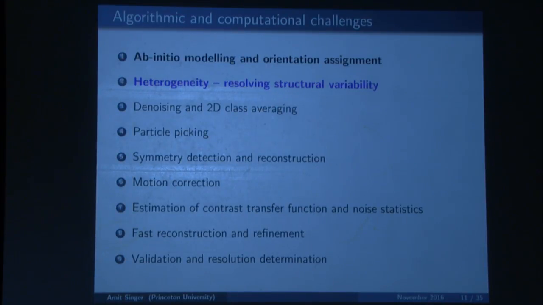Okay, so there are many algorithmic and computational challenges in cryo-EM. And today, I'll focus on what I consider to be one of the main challenges, which is how to do ab initio modeling, how to find the structure without having any guess or reference for what the structure should be. And maybe I'll mention a little bit about heterogeneity, which in the field is believed to be the main computational issue. And there are many other issues, like how to denoise images, how to pick them from the micrographs, and so on, that I will not go into today.